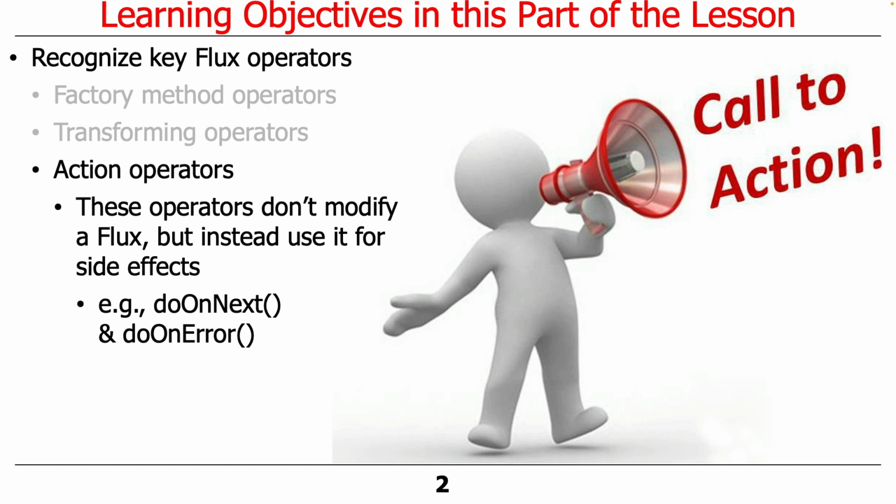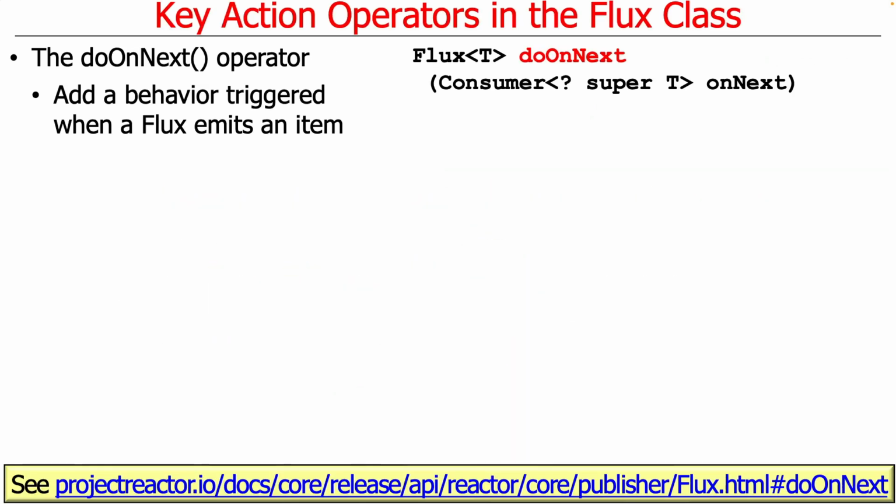And unlike transforming operators, whose purpose in life is to transform the values of the types that flow through the stream, the action operators don't modify anything, but instead use the values that they are given for side effects. And we're going to talk about two operators, doOnNext and doOnError. So let's talk about doOnNext first.